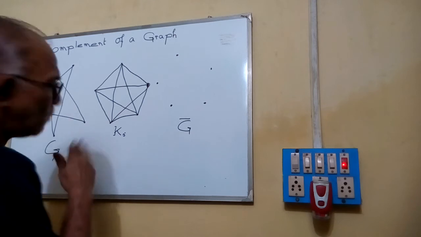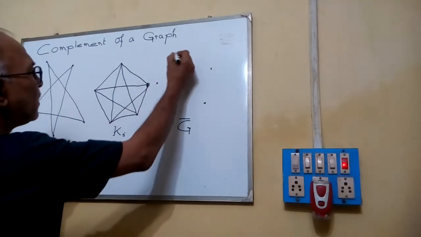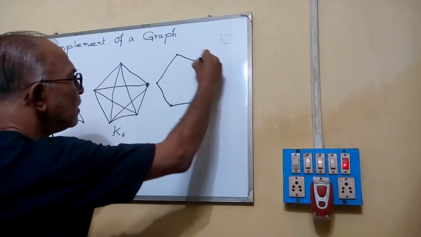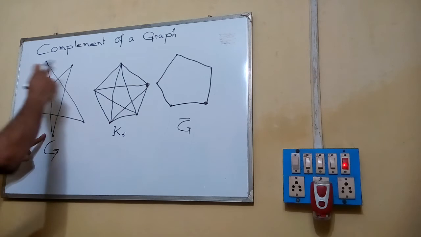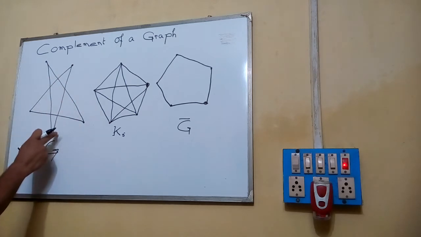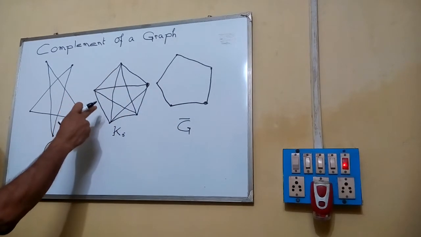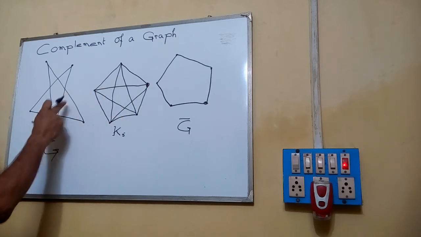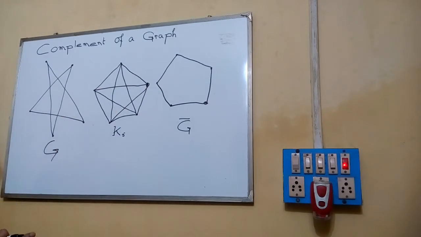So now better we can change G. None of these edges will be here. Okay. So what edges will be there? See, this is G. None of the edges present in this graph is present here, and all those edges which are present here, excluding the edges present in G, are present here. So this will be complement of G.